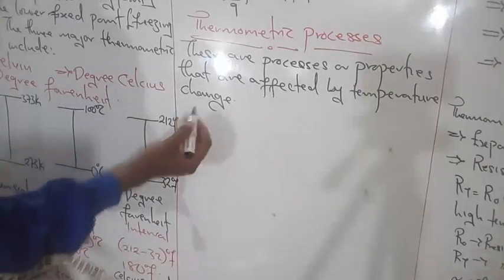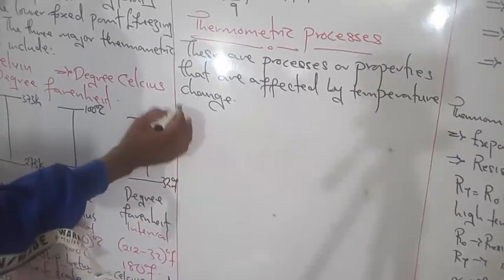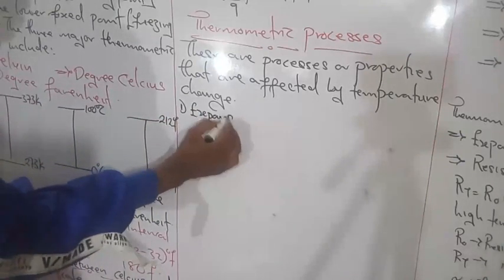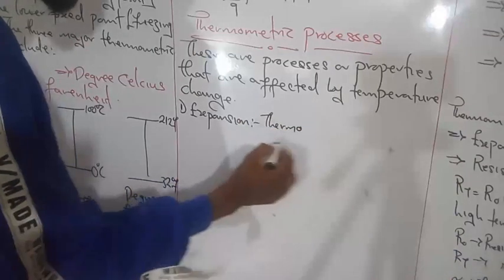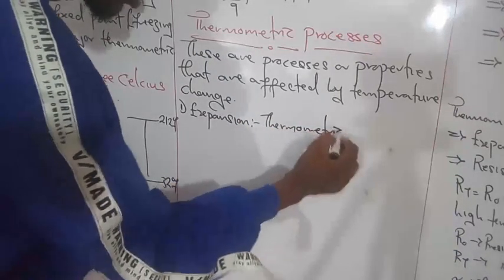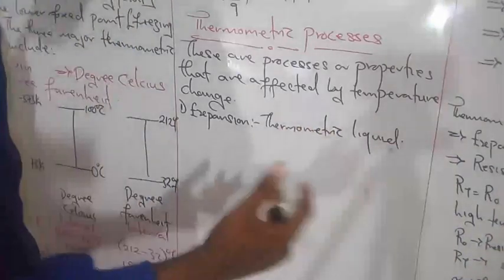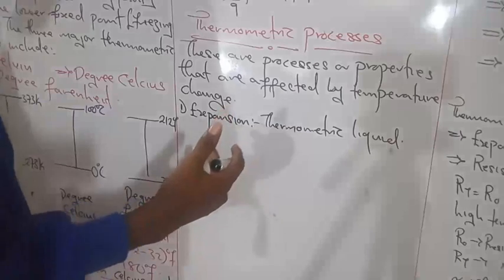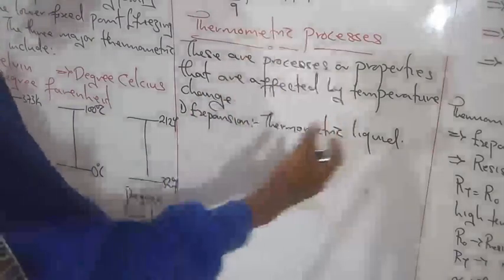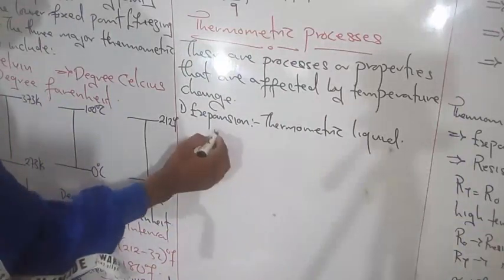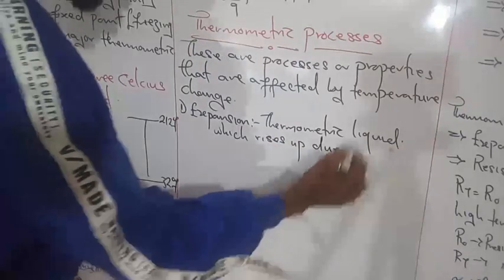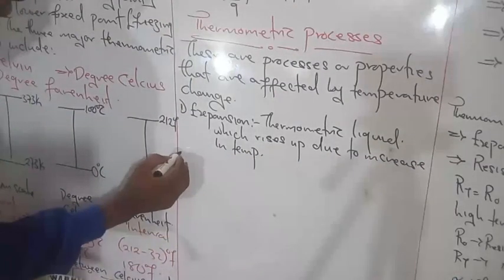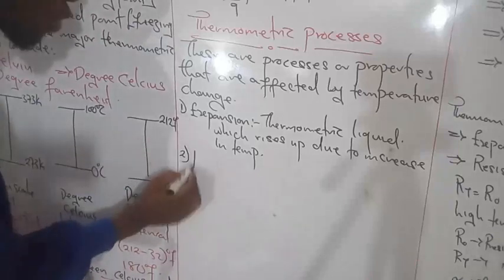Number one, we have expansion. Expansion is actually affected by temperature. You can observe this in your thermometer bulb, as the thermometric liquid tends to rise up as a result of increase in temperature. Are you getting me now? Then the second thermometric property I'll be talking about is your resistivity.